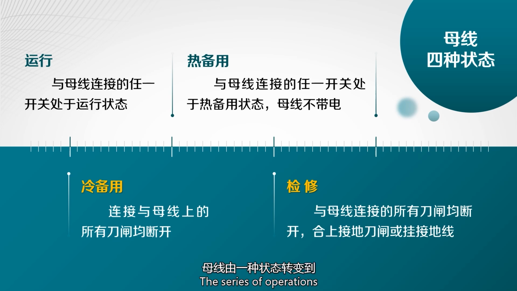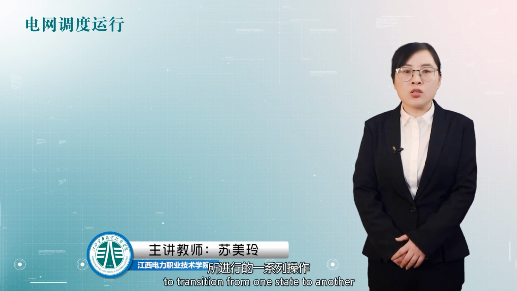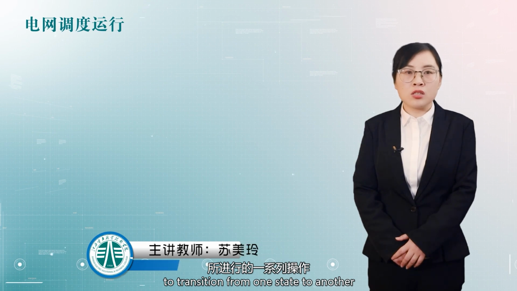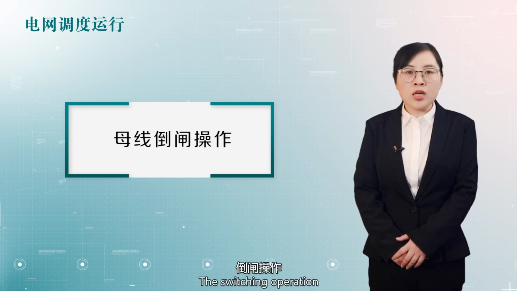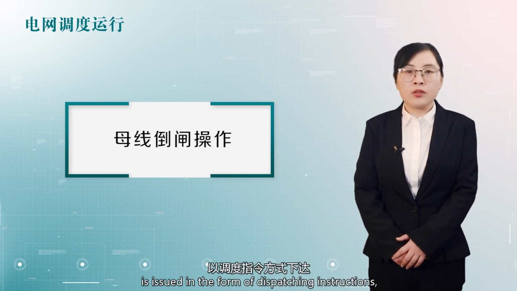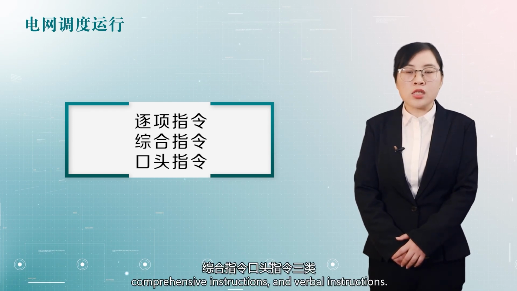The series of operations performed by a bus bar to transition from one state to another is called bus bar switching operation. The switching operation is issued in the form of dispatching instructions, which are divided into 3 categories: itemized instructions, comprehensive instructions, and verbal instructions.